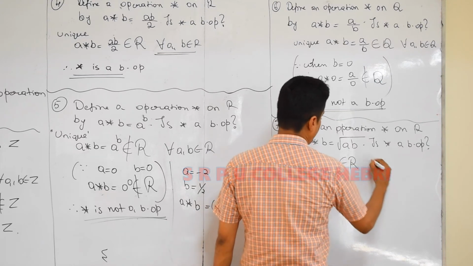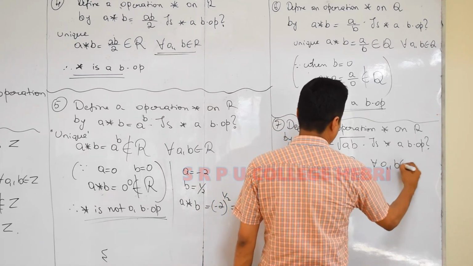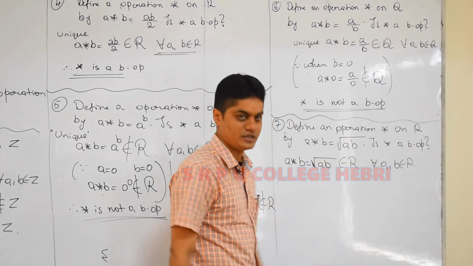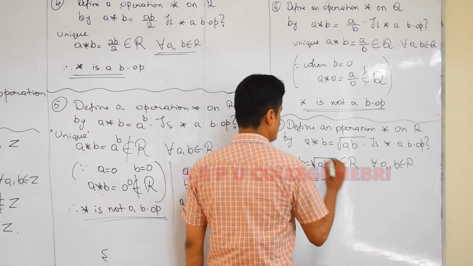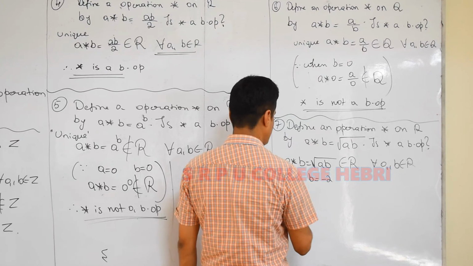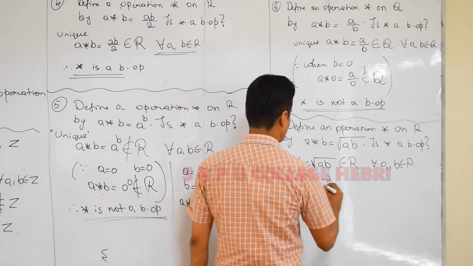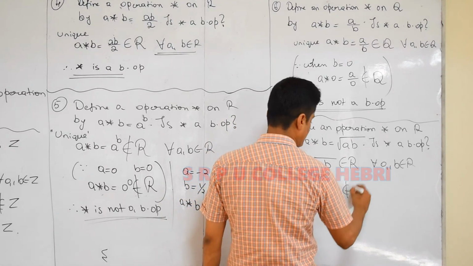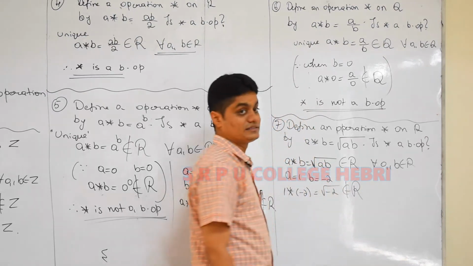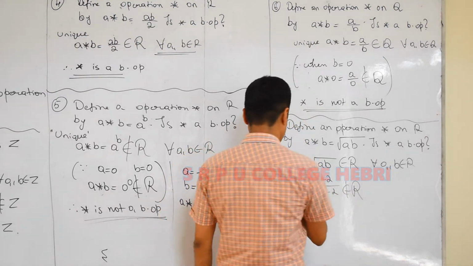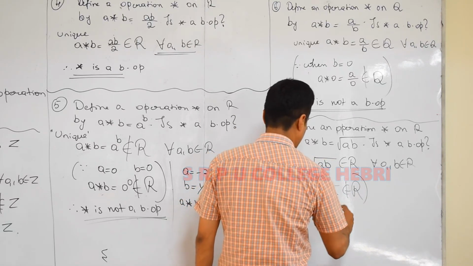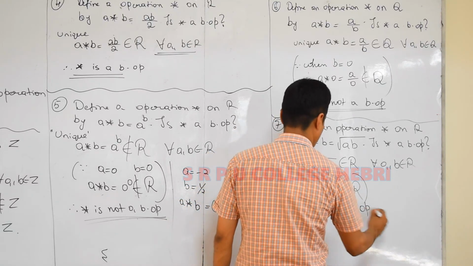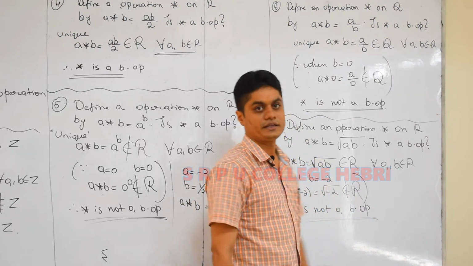Why is it not a binary operation? Can you give me an example to say that it is not a binary operation? Yes, very good. Take a is equal to 1, b is equal to -2. What is 1 star -2? It is root of -2. Root of -2 does not belong to the real numbers. So, conclusion: star is not a binary operation.